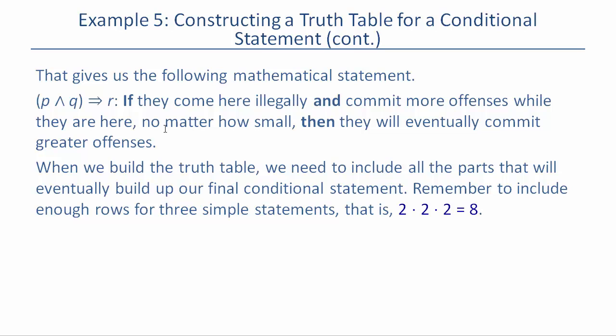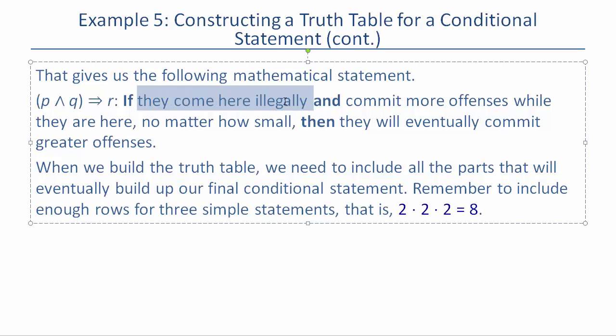So that means we can take this entire English statement and write it as: they come here illegally, that's P, and commit more offenses, blah, blah, blah, that's Q. So there's P and Q. And this says, if this happens, then this happens. So if all that happens, then this thing happens. So there's my if-then statement.